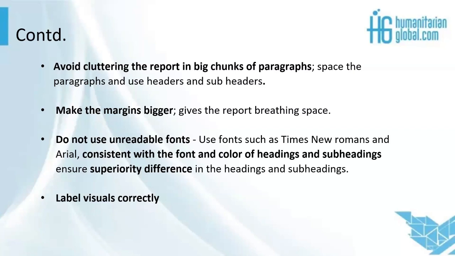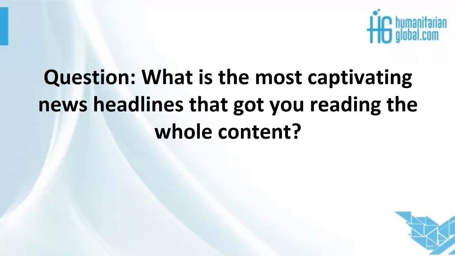When you're consistent with the headings and subheadings, it will be very easy for you to automatically make a table of contents if you're required to make one. Ensure there is a superiority difference in the headings and subheadings. So you will not be using, for example, Times New Roman 14 font size for a subheading, while you're using Times New Roman 12 font size for a heading. The headings are more superior than the subheadings, and ensure that your visuals are also labeled correctly.